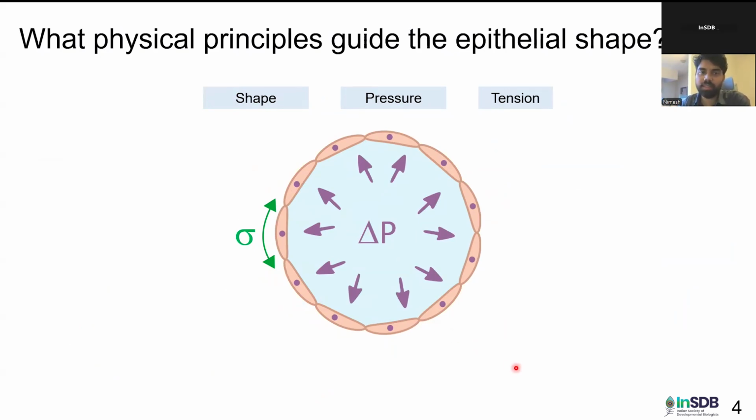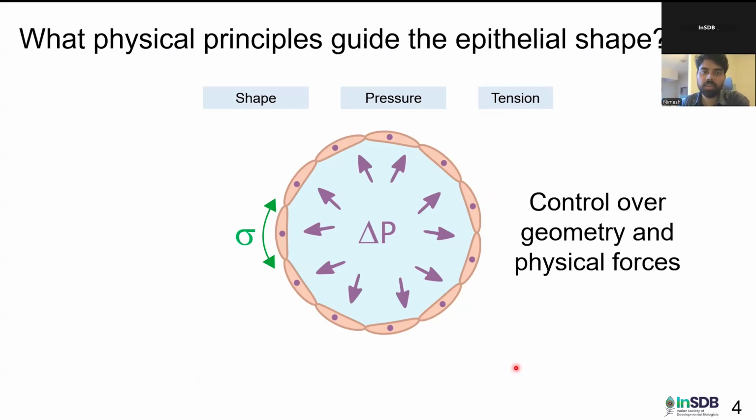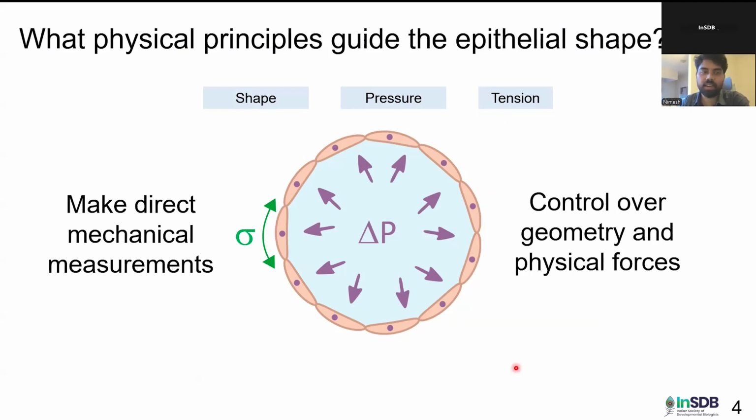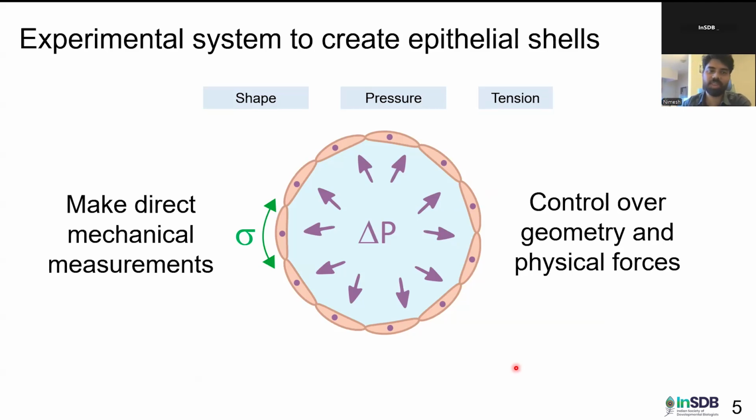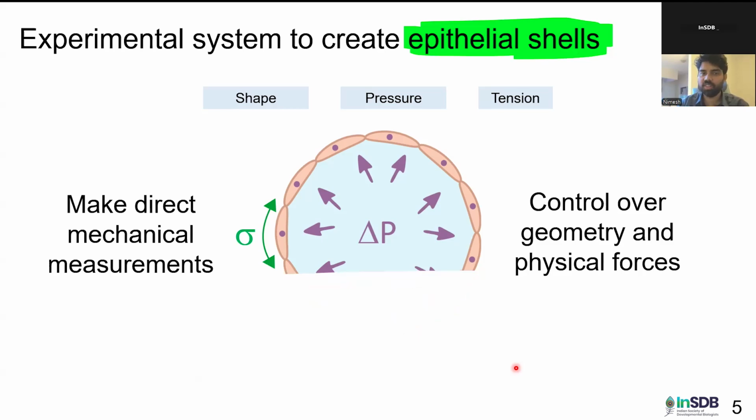For this, we basically had two requirements. One was control over geometry and physical forces, and the second one was to make direct mechanical measurements. So considering the geometry of a lumen or cavity, we thought an epithelial shell could be a good way of starting. It's a sphere. Let's try to make a sphere. It feels like a simple geometry. But we realized that it's quite difficult to satisfy both of these requirements with a spherical geometry because it's closed. So instead of spheres, we do a spherical cap.